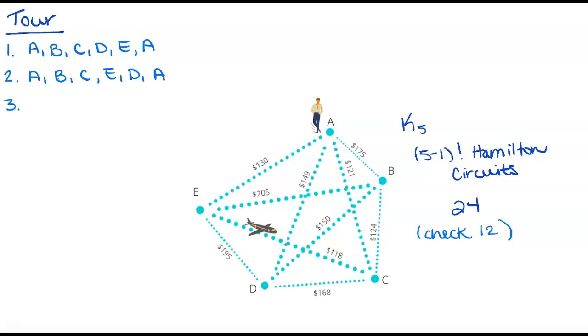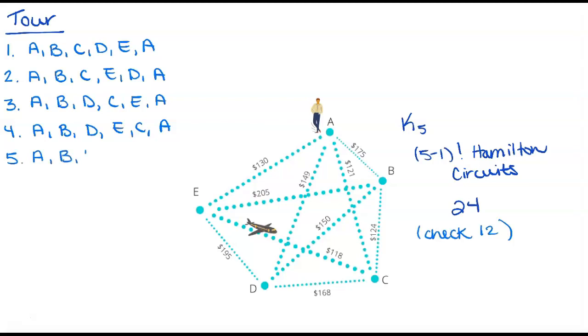Now I'll list my options that start with A, B, D. After A, B, D, I could go to C and then E and back to A, or I could go to E and then C before returning to A. Those are the 2 options that start with A, B, D. Let's move on to the 2 options that begin with A, B, and E. With these 6 routes, we have all options for starting with A, B.